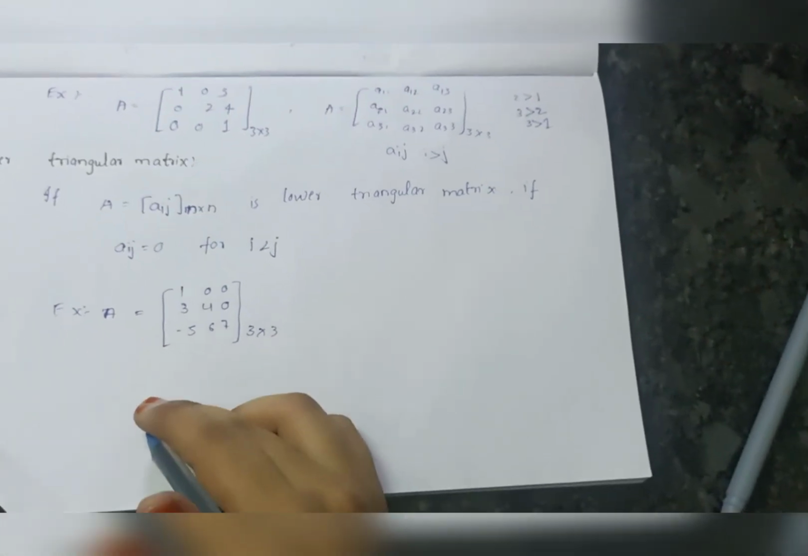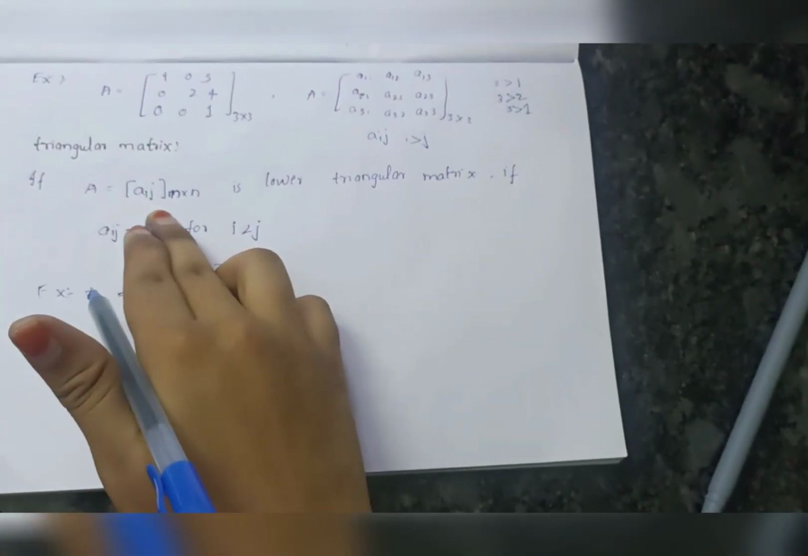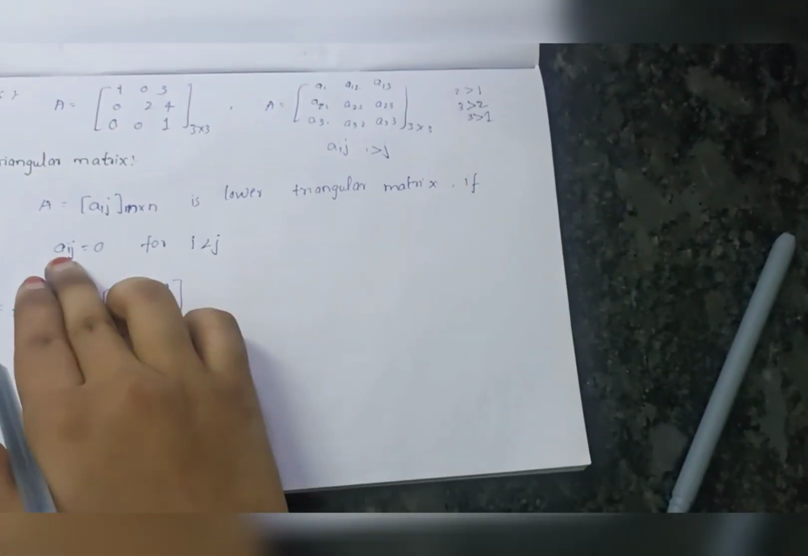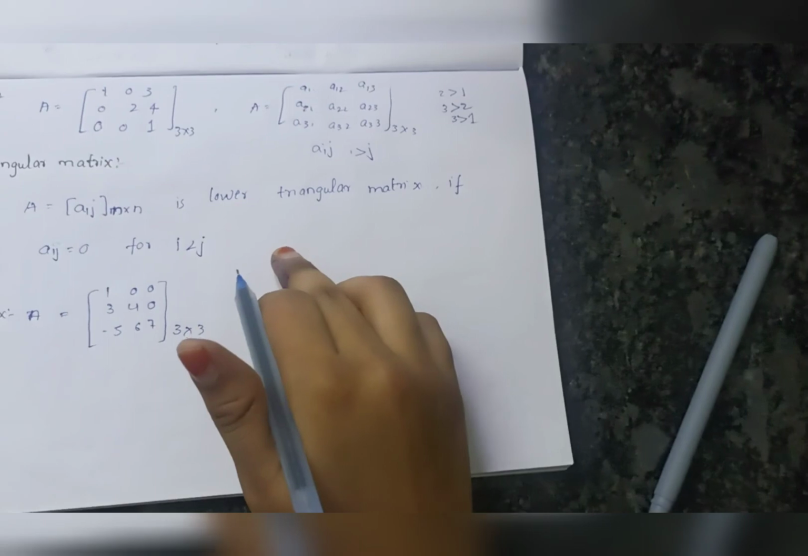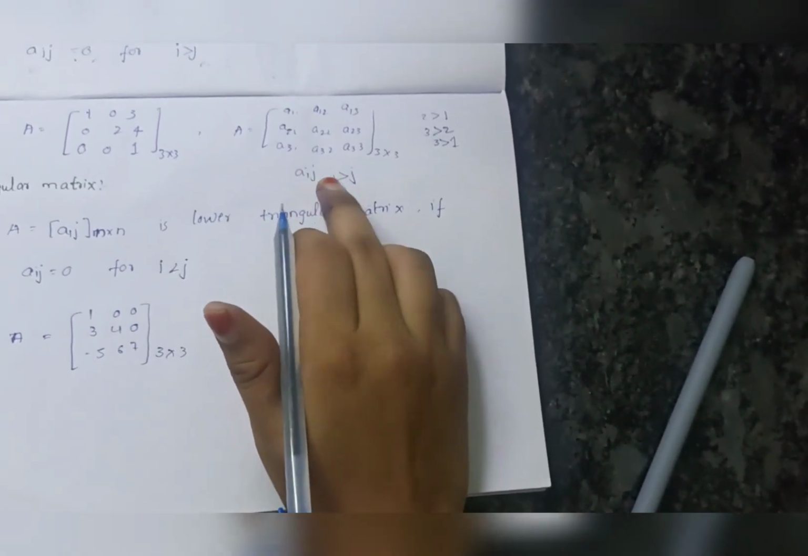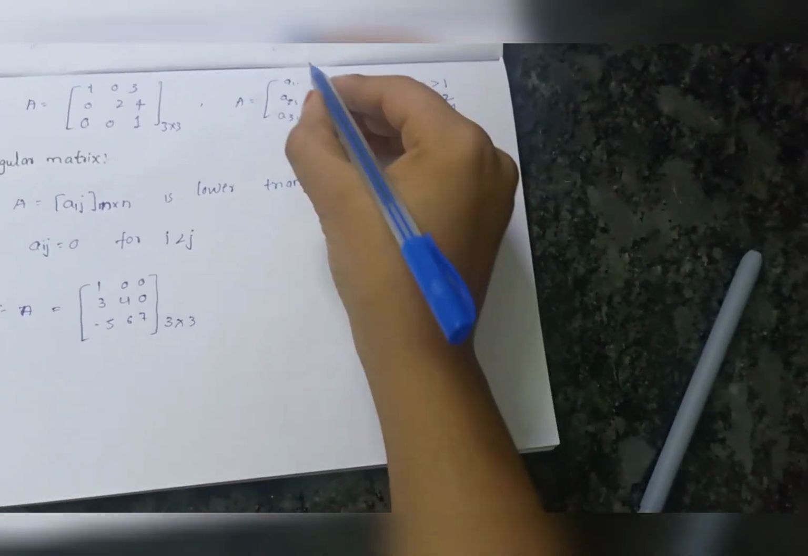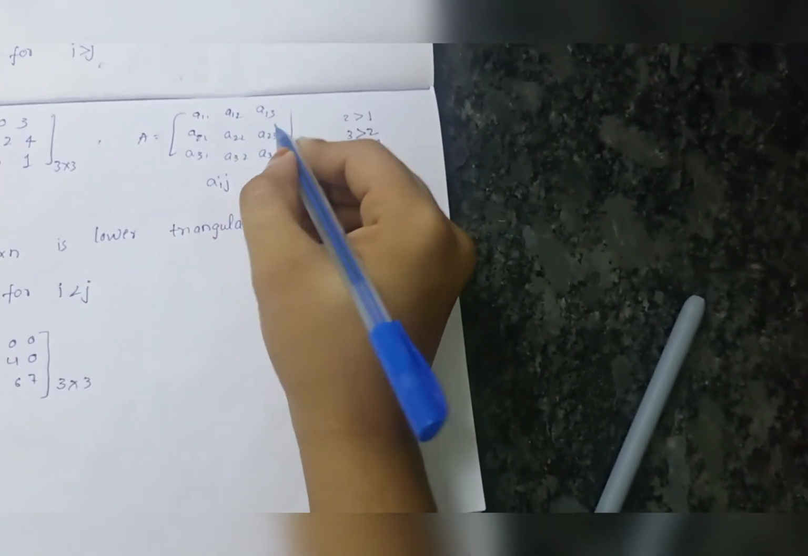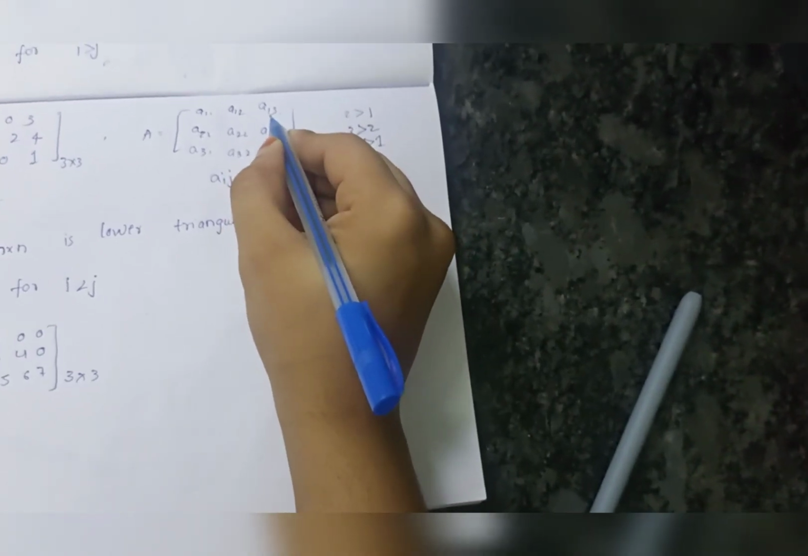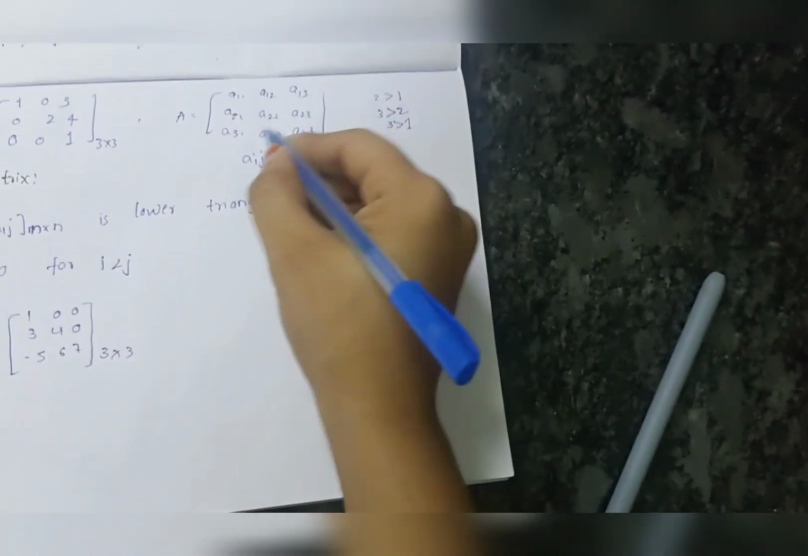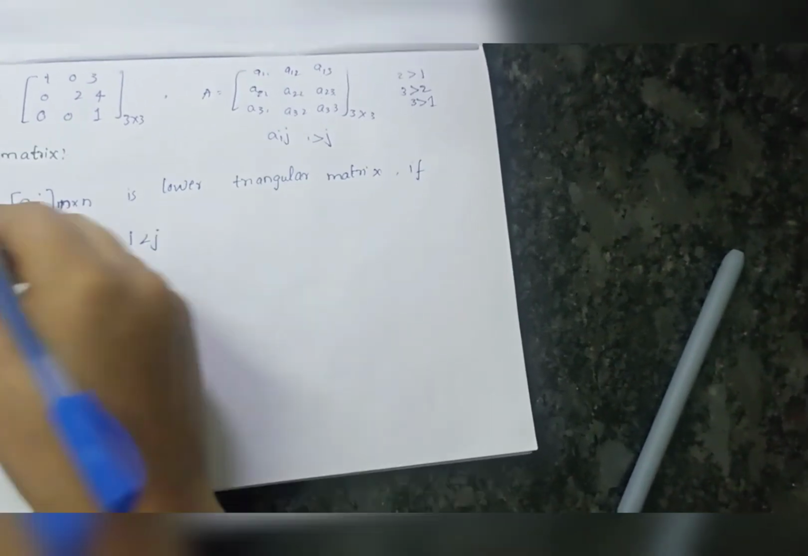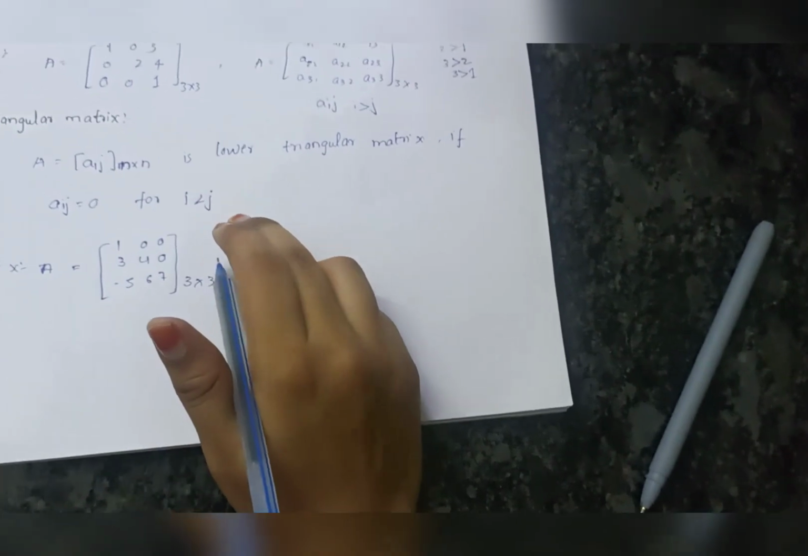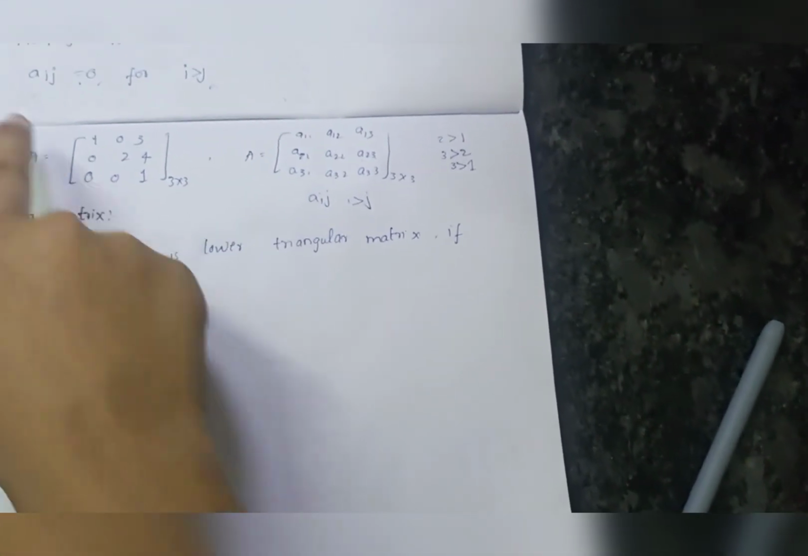And lower triangular matrix: [aij] n cross n is a lower triangular matrix if aij is equal to 0 for i less than j. Here i is less than j means we can see a12, a23, a13. Here 1 is less than 3, 2 is less than 3. These elements must be 0 to get a lower triangular matrix. If these conditions are applied, then that matrix is called a lower triangular matrix or upper triangular matrix.